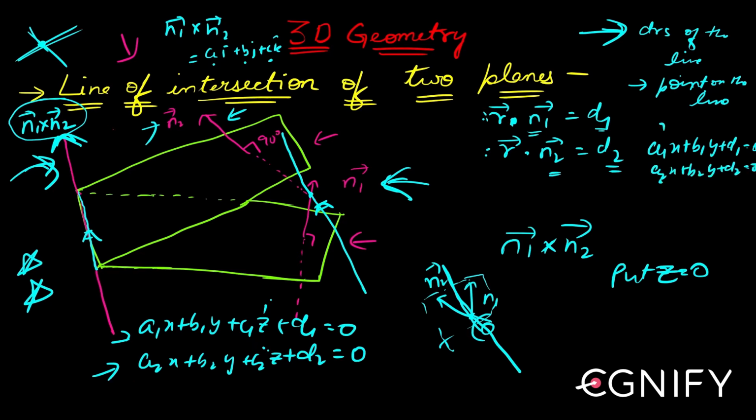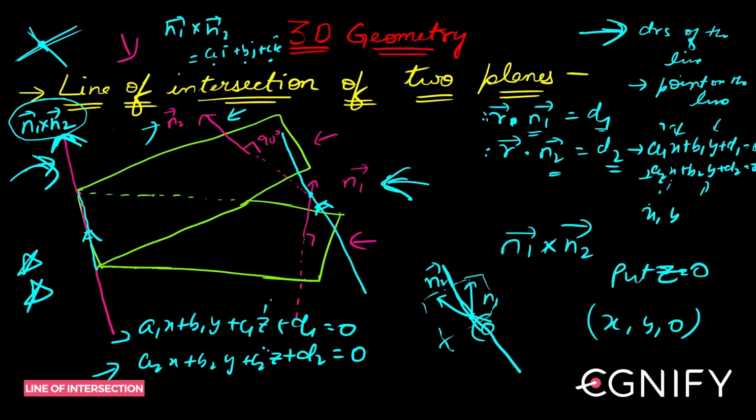Now these are two straight lines in x and y, right? So you can always solve this. There are two equations in two variables, so you can always solve this and get x and y. That means you got x, you got y, and you put z equal to 0. So (x, y, 0) is a point on this line. How will you get this x and y? You will get them by solving these two equations. So now you also have a point on the line.